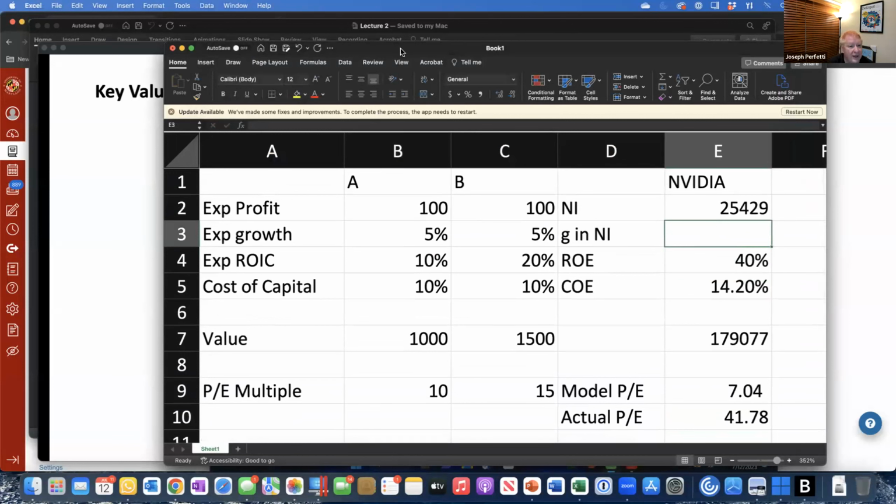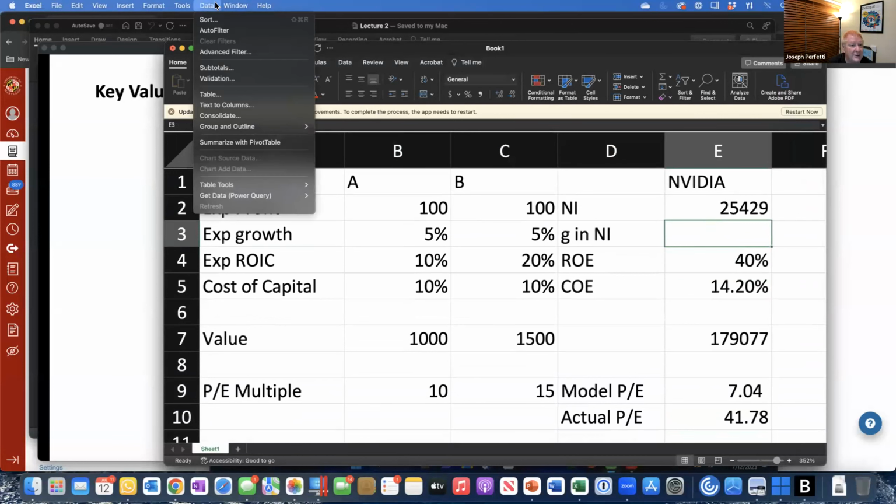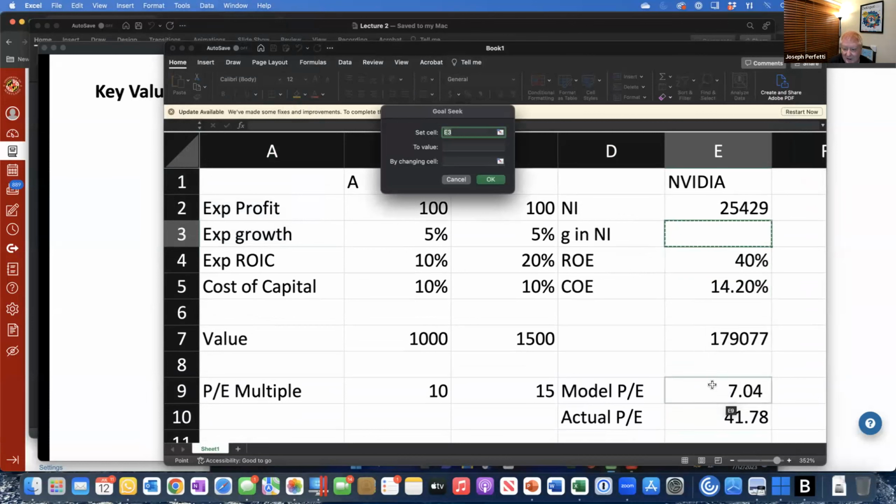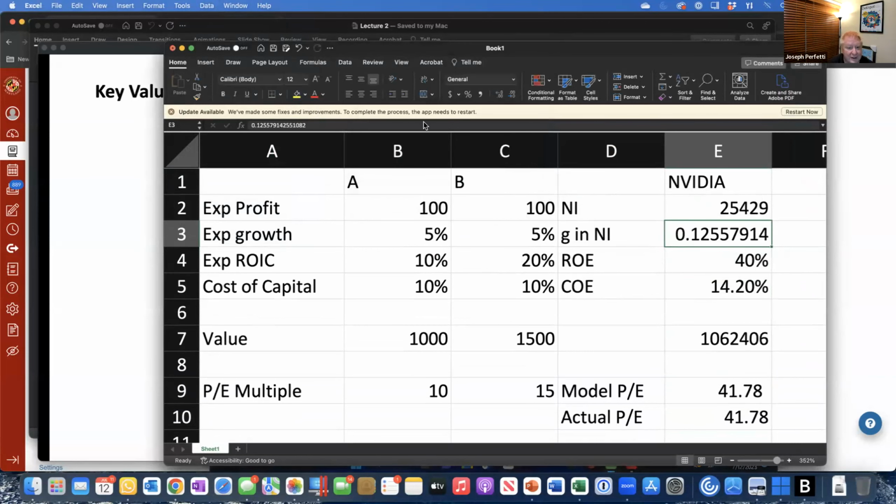So what growth rate is the market expecting? I'm going to use goal seek. I'm going to set this cell to 41.78, which is their actual PE in the real world today, by trying to estimate their long-term G. And the answer is a little under 13% a year. That's NVIDIA today. NVIDIA is a company that makes a 40% return on equity, grows their equity at about 13% a year, discounts it at a high rate of 14%, and that gets you a 42 PE.